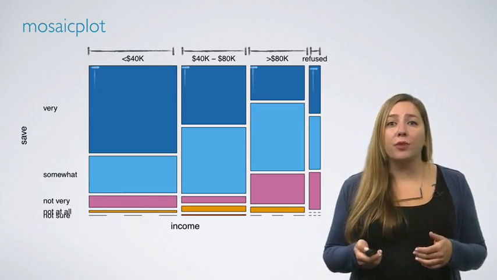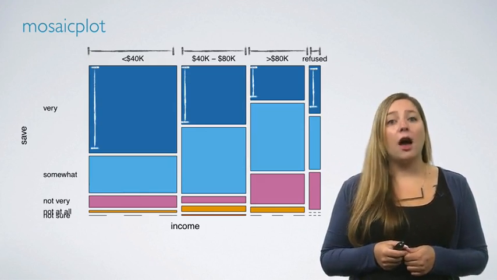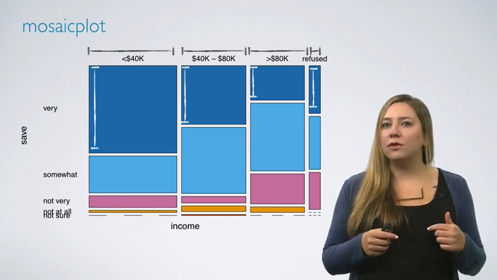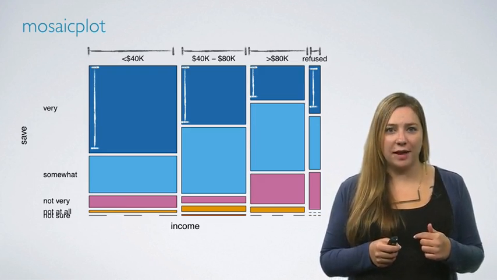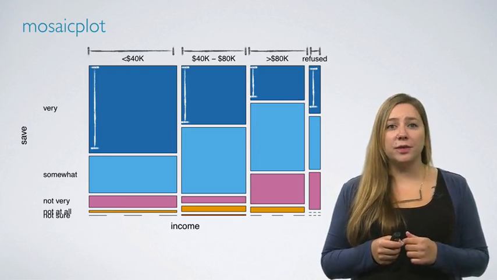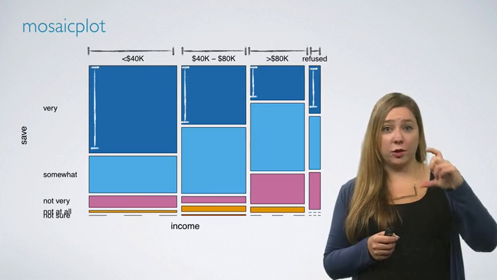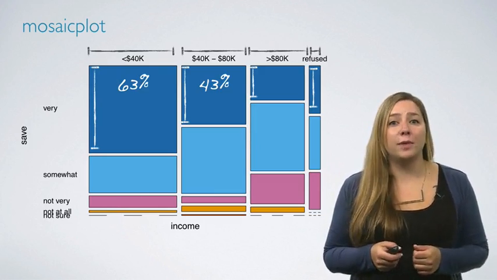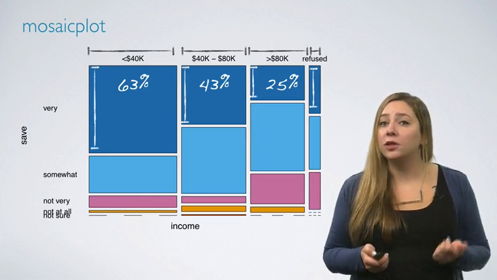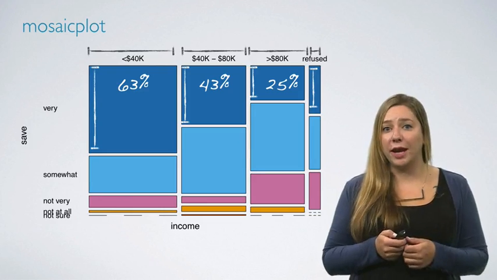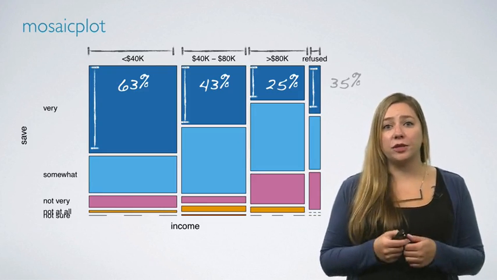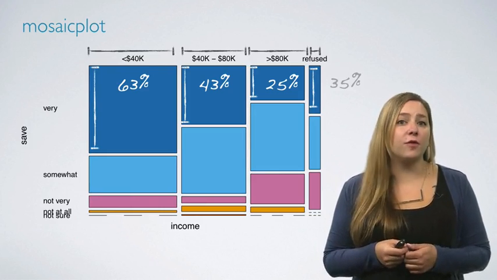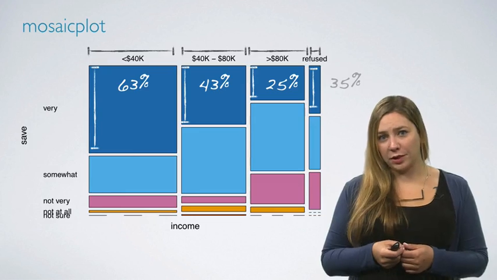Now, let's look at the breakdown of the individual bars. Among those who make less than 40,000, we had seen that 63% think it's very difficult to save money. These respondents are represented by the segment in the first bar. Similarly, 43% of those who make between 40 and 80,000, and 25% of those who make more than 80,000, and 35% of those who refuse to share their income are represented in the first segment within their respective bars.